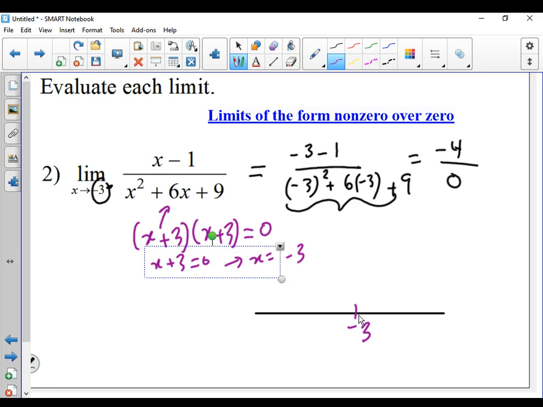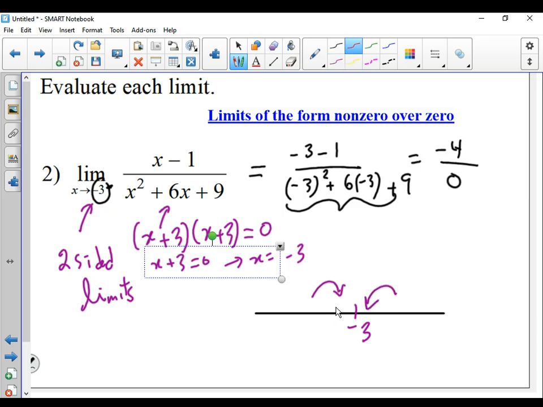So the only number that causes the denominator to be 0 is -3. Since we're finding the limit as x is approaching -3, this is a two-sided limit, which means we have to consider the limit as x is approaching -3 from the left and from the right.